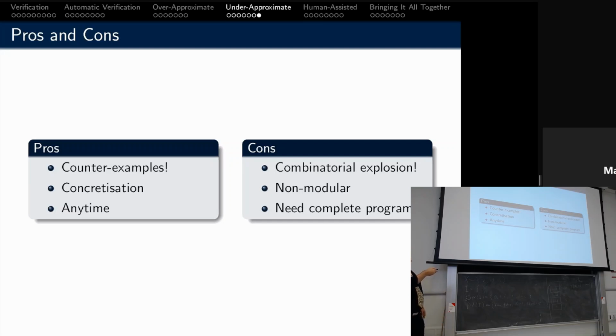Downside, combinatorial explosions. Modularity, for those working on incorrectness logic, fix this, please. We want modular under-approximate things, but that's hard. Also, little appreciated, you need a complete program. It's very difficult to under-approximate a missing bit of code. What does it do? It can do anything. We can't just put anything in.